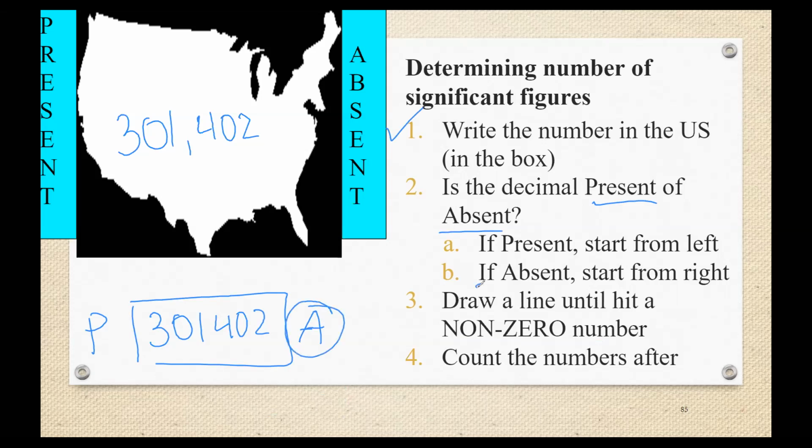So we're going to start from the right side this time, and we're going to go until we hit a non-zero number. Well, 2 is not 0, so we stop there. So we drew the line until we hit that non-zero number. We're going to count the numbers after. 1, 2, 3, 4, 5, 6. There are 6 significant figures.